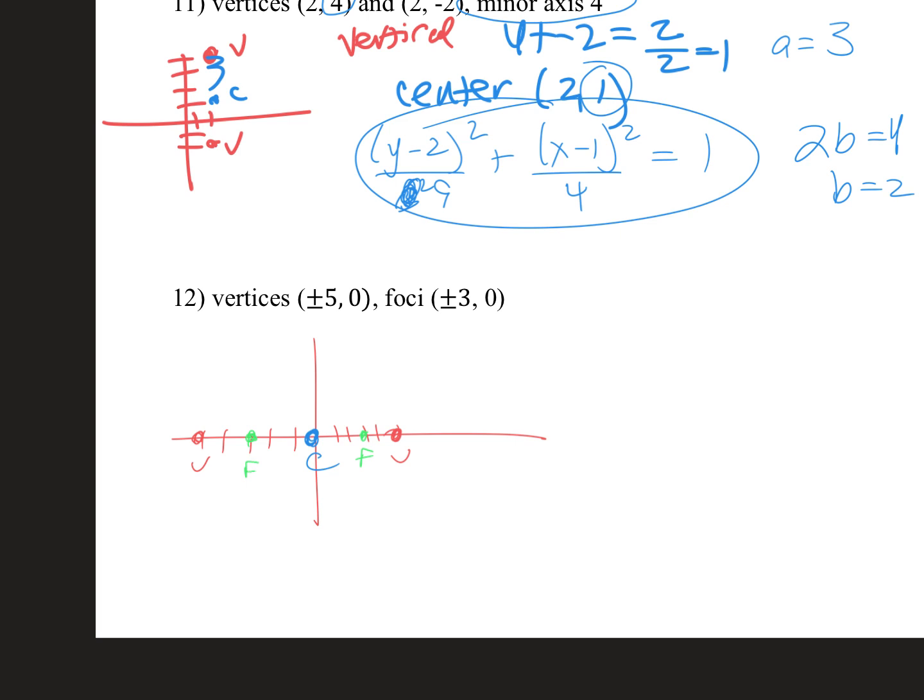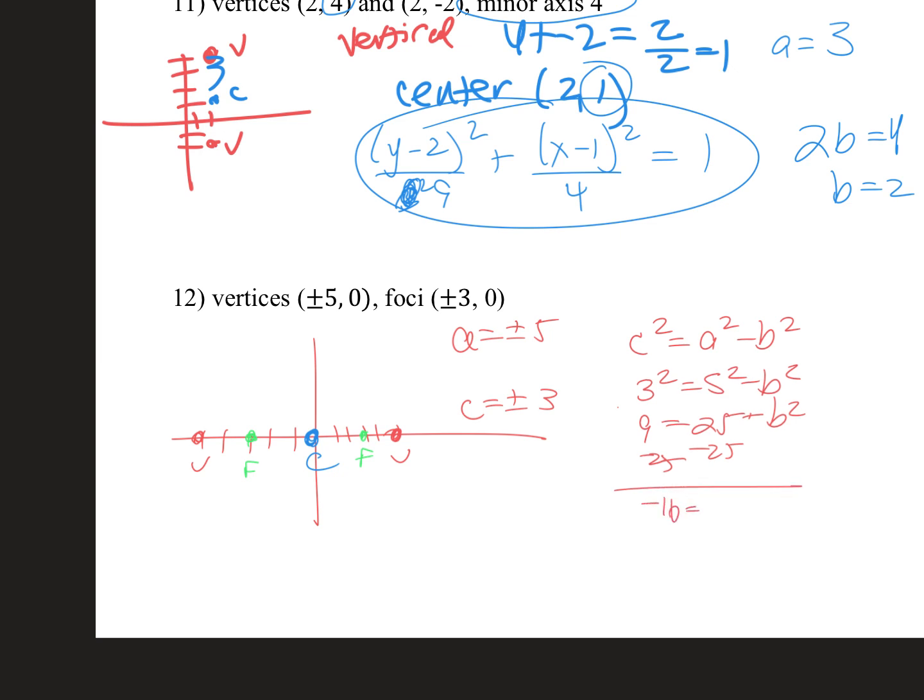Let's think about the letters they just gave us. If I have my vertices, I know my A value is plus or minus 5. If I know my foci, I know my C value is plus or minus 3. So how could we find our B value? Well, C squared equals A squared minus B squared. So I have 3 squared equals 5 squared minus B squared. 9 equals 25 minus B squared. Minus 25 from both sides, so you have negative 16 equals negative B squared. So B squared equals 16. B equals plus or minus 4.